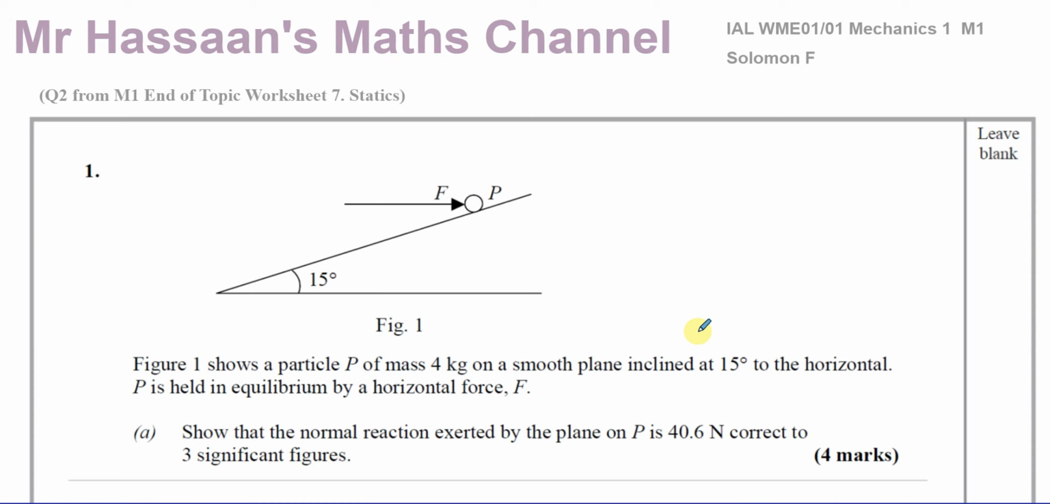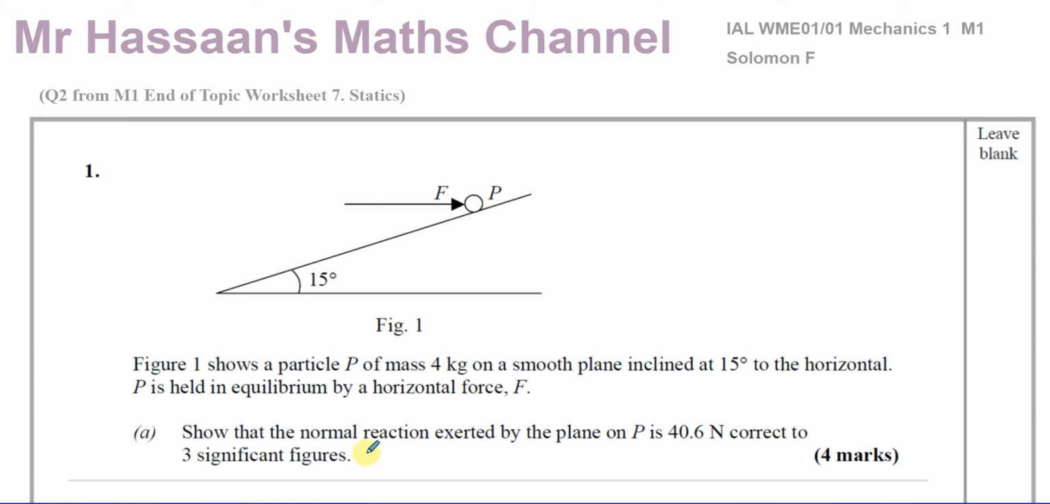This question is about a particle of mass 4 kilograms resting on a smooth plane inclined at 15 degrees to the horizontal. It's held in equilibrium by a horizontal force F. So there's no friction involved. There's a force holding it in place. Okay, it's in equilibrium on this inclined plane.